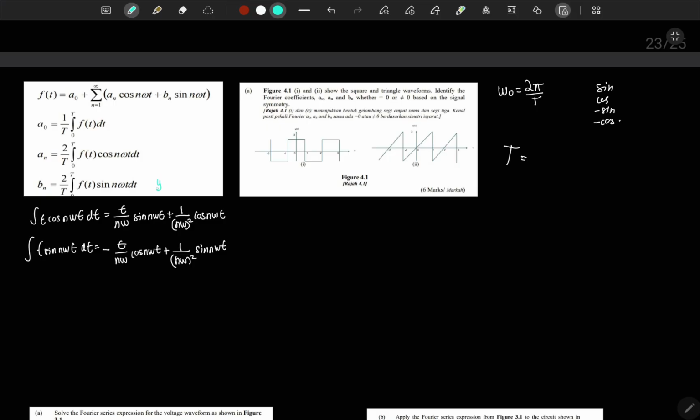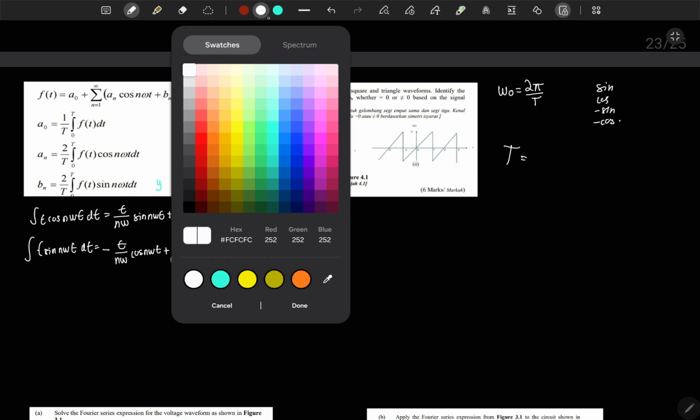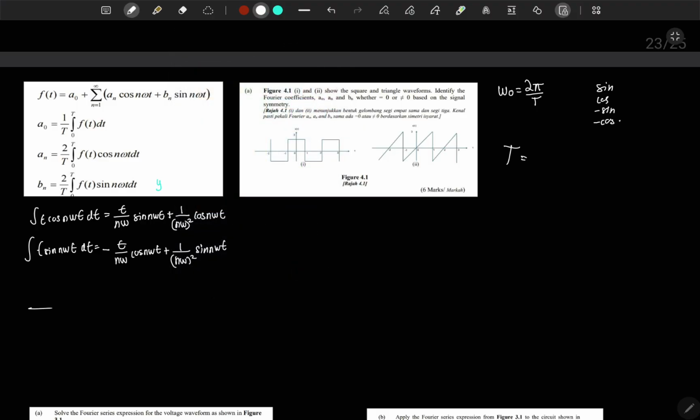Alright, now if we have a graph on the x-axis, if the graph is totally above the x-axis, it's normal. But if the graph has the upper part and the lower part, they cancel out each other. So our a naught is equivalent to 0. Okay, so this is equivalent to x.